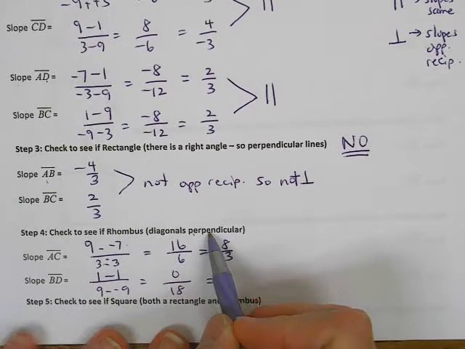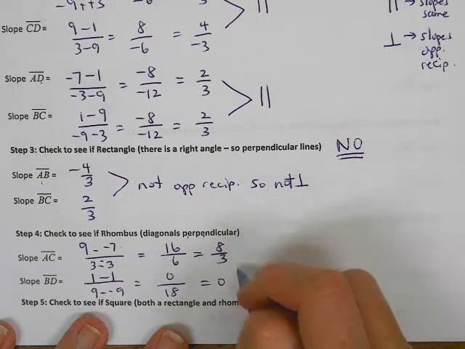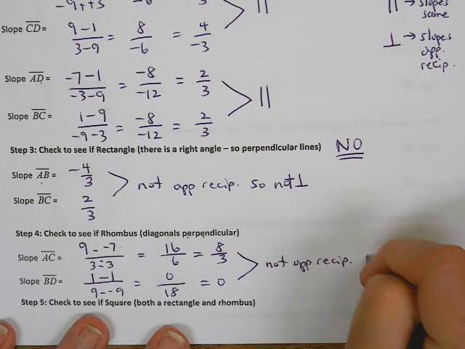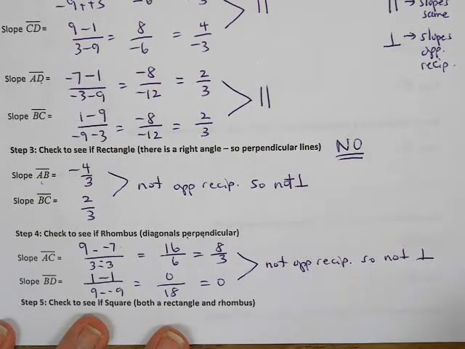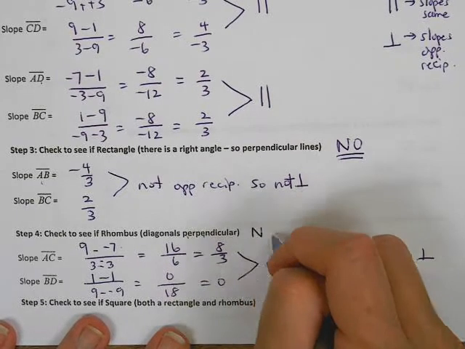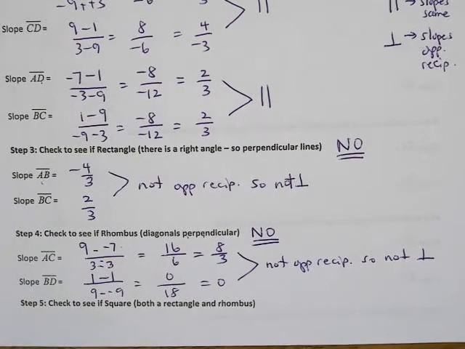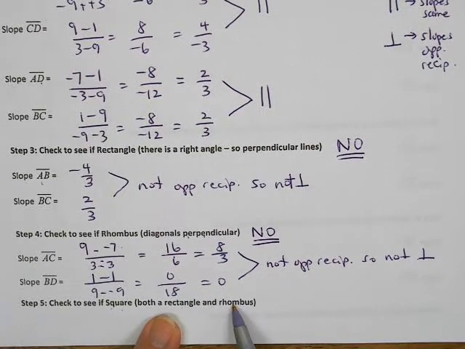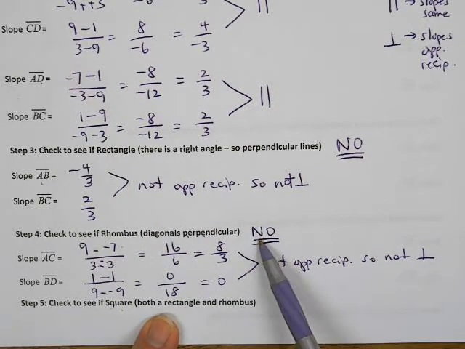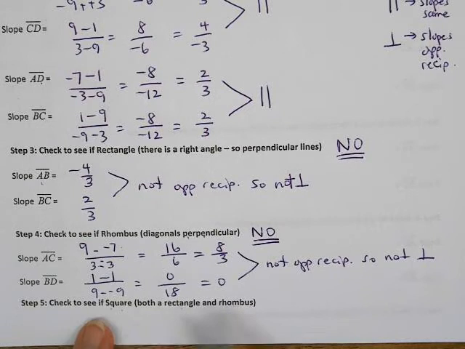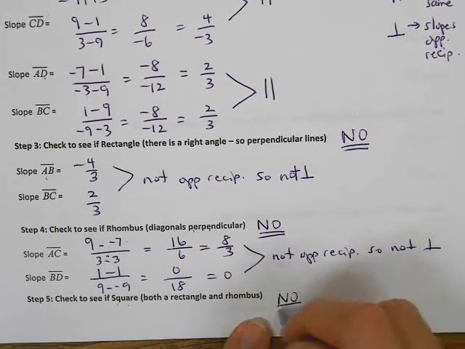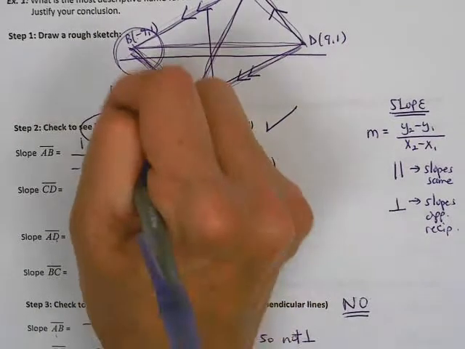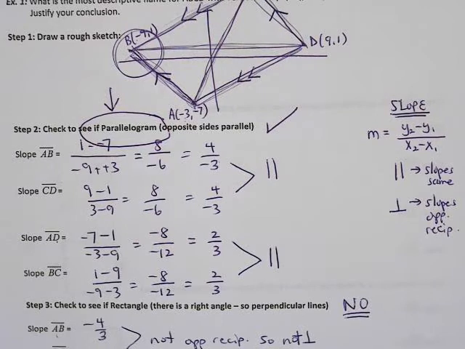If they're going to be perpendicular, those slopes should be opposite reciprocals. These are not opposite reciprocals, so they are not perpendicular, so it is not a rhombus. The only way it could possibly be a square is if it's both a rectangle and a rhombus, but we had no for rectangle and no for rhombus, so it's certainly not a square. By process of elimination, all we really had was a parallelogram, and that would be my answer.